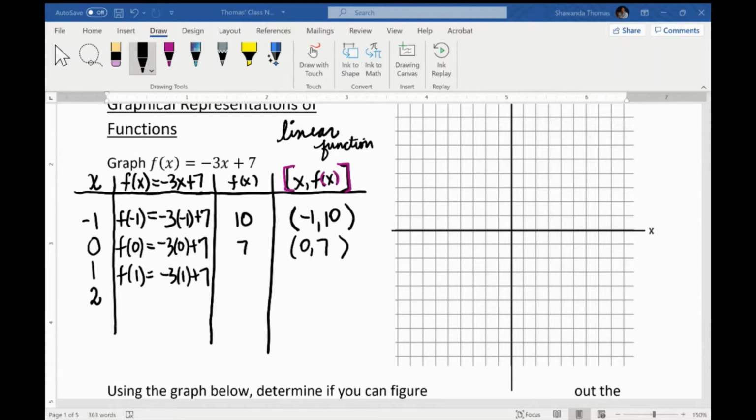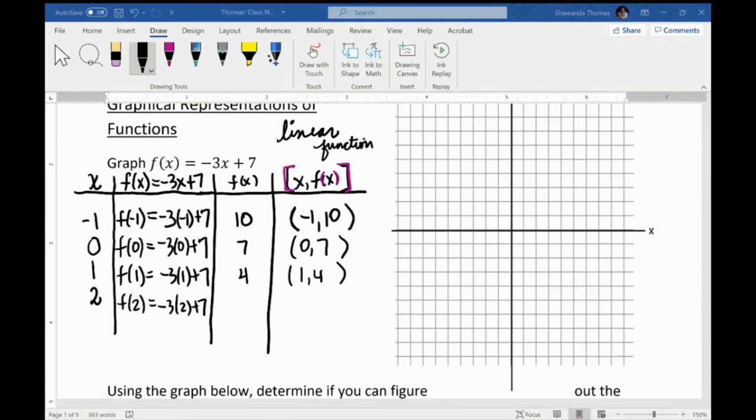4. All right. Someone other than Christina, what is the corresponding point? 1, 4. 1, 4. All right. Plug in a 2 next. f of 2 equals -3 times 2 plus 7. What is f of 2? It's 1.